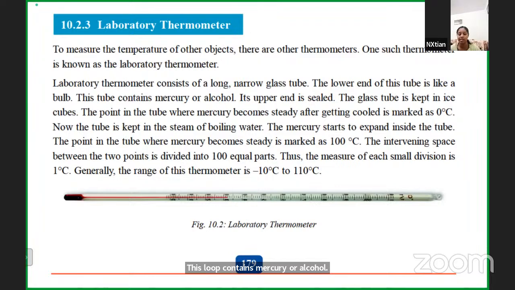The glass tube is kept in ice cubes. The point in the tube where mercury becomes steady after getting cooled is marked as 0 degrees. Like where the mercury becomes steady, and it's stored with ice cubes, in a relatively cold temperature.